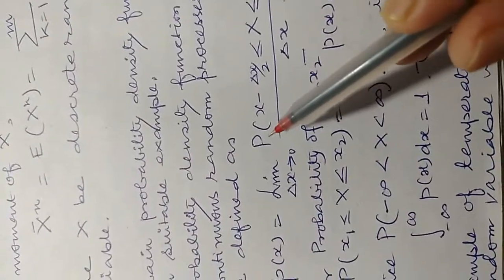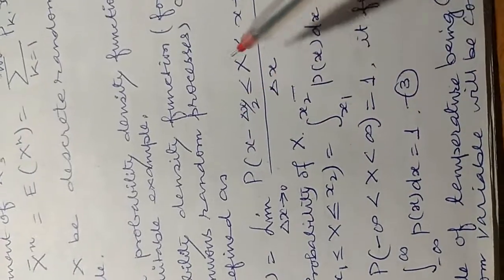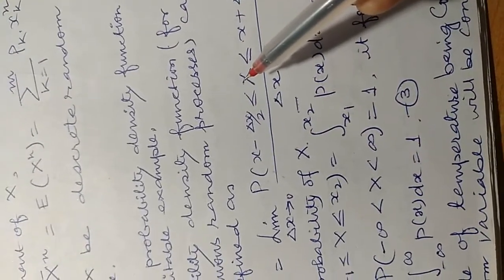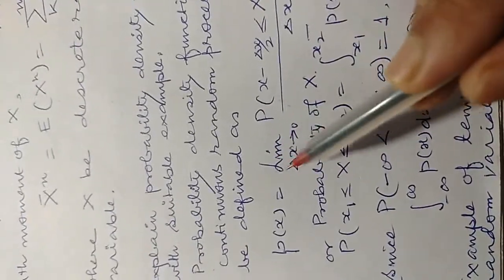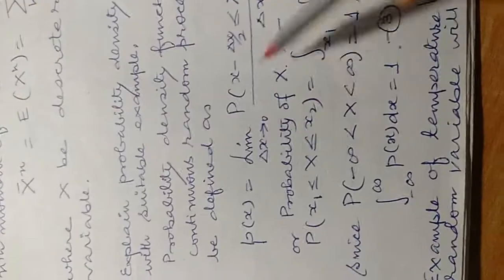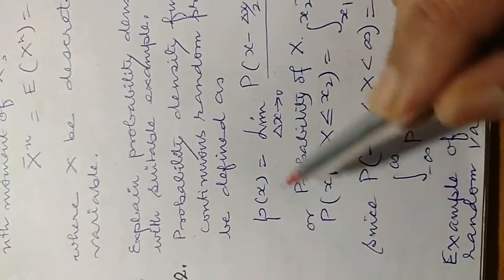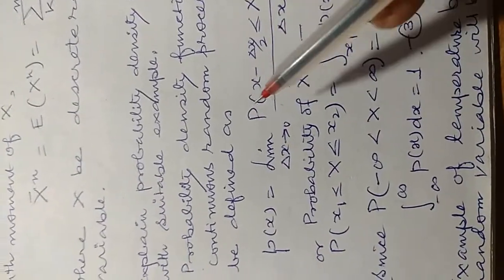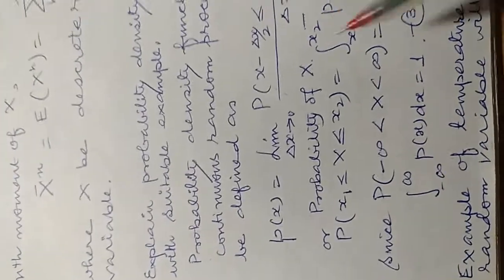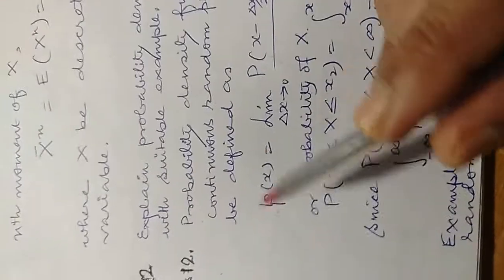If you write it this way, the probability of x minus del x by 2 less than or equal to x less than or equal to x plus del x by 2, divided by del x, when del x is very small and tends to 0, this term is the probability density function. So the probability density function is the differentiation of the probability distribution function over a particular range. Again, we can write the probability distribution function in terms of the probability density function.